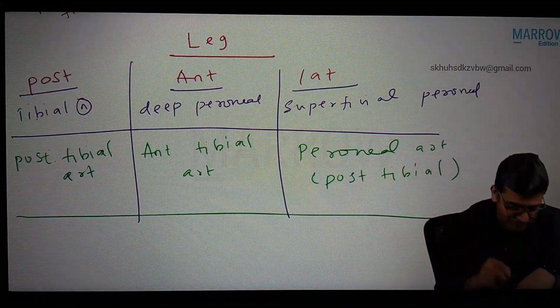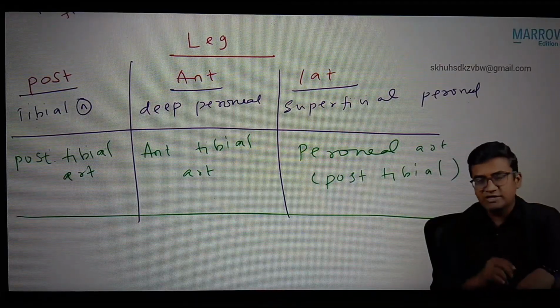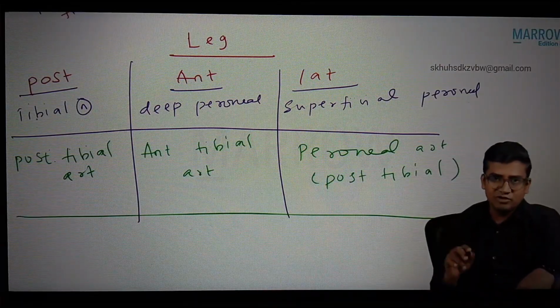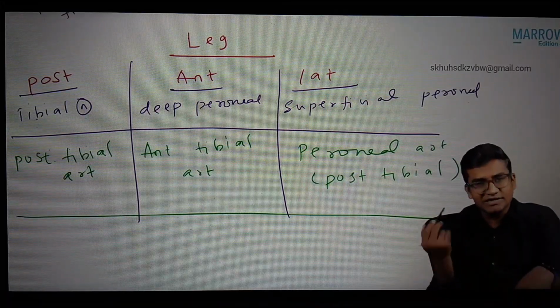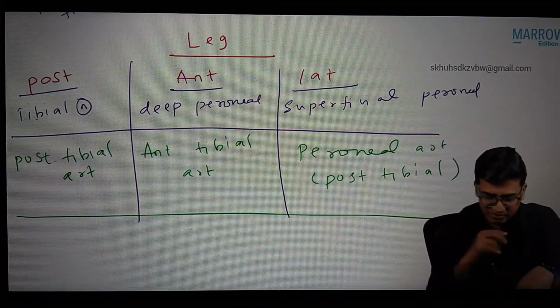Okay. Now from this itself, you can get a question. Which of the following is not supplied by the tibial nerve? Which of the following is not supplied by the anterior tibial artery? Which of the following is supplied by the peroneal artery? Likewise, you may get such questions. Now we see the compartments.